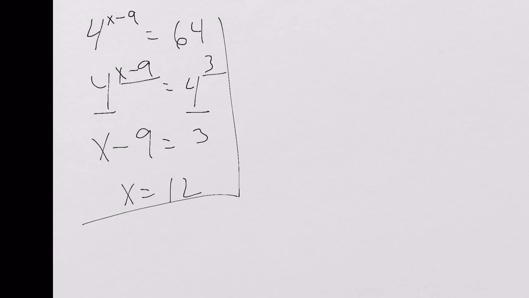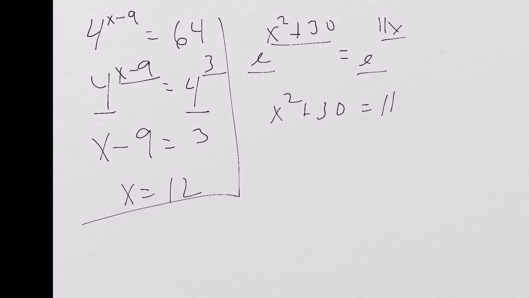On number 8, the problem was e to the x squared plus 30 equals e to the 11x. And so this is similar. It's one-to-one because my bases are the same. That means my exponents have to be the same. And then we're just solving a quadratic equation to find those values of x that make it true.